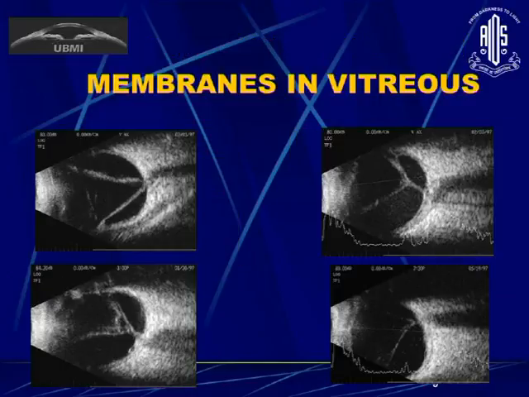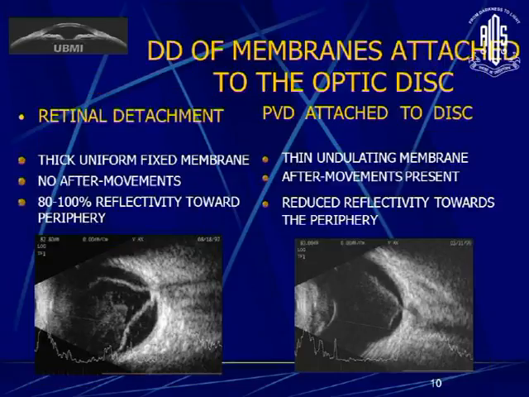Coming to membranes in the vitreous cavity, this is a retinal detachment, and these three are vitreous detachment. Amongst all the criteria, the most important criteria is the echogenicity of the membrane. A uniform, thick membrane is an RD. An irregular, undulating membrane is a PVD. That's the most important way of differentiating an RD from a PVD, apart from the movement and the A-scan reflectivity. So, you're differentiating between RD, a retinal detachment, and a PVD, that is a vitreous detachment.